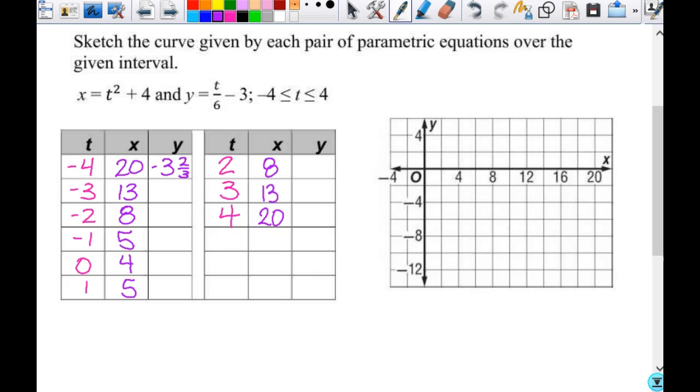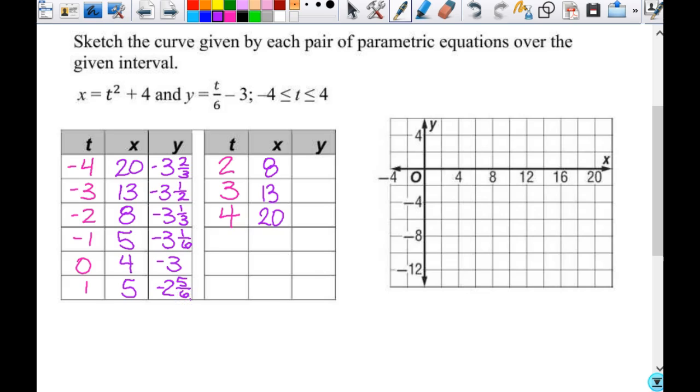Okay. So then -3 divided by 6 would be -1/2, right? Minus 3 would be -3 1/2. Then -2 over 6 would be -1/3, so it would be -3 1/3. -1 over 6 is -1/6, -3 1/6. So this would be 0 minus 3. So then 1/6 minus 3 is going to be a -2 and what? 5/6. Good. It's all good.